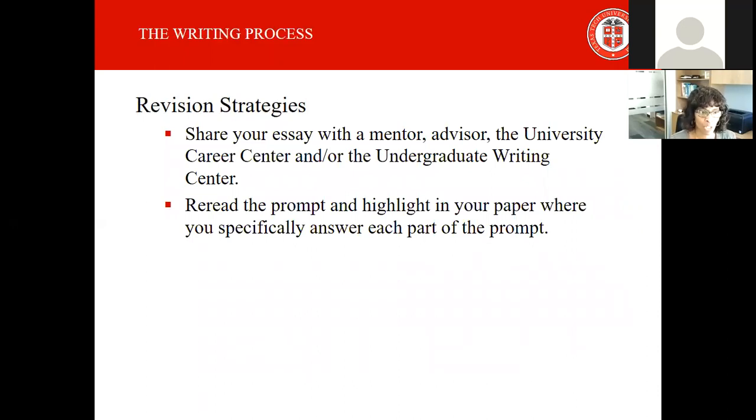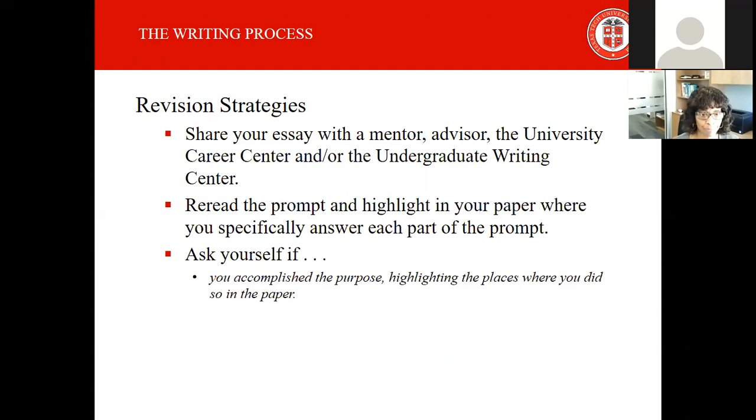Another revision strategy, reread the prompt and highlight in your paper where you specifically answer each part of the prompt. Like, for example, the personal statement prompt we looked at had 2 parts, right? So maybe the first part, to make sure that you answered that first part, you're going to go through and highlight everything that answers that first part in blue. And then the second part of the prompt, you go through and highlight everything that answers that part in yellow. Just to make sure that you are responding specifically to the prompt, okay?